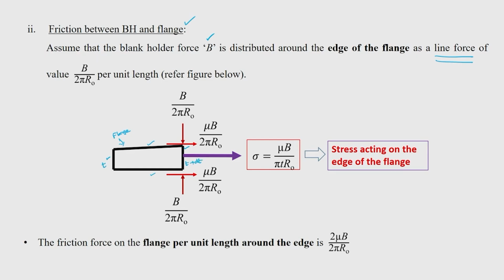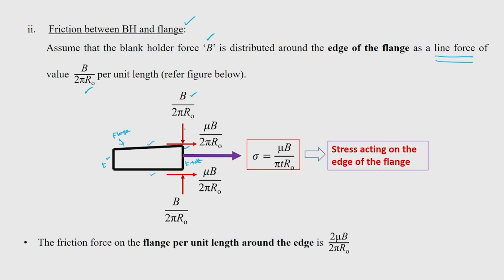Because of that, it is quite acceptable to consider this blank holding force as a line force of value B by 2 pi r naught per unit length, where B is the blank holding force. So, I am going to put a line force, that is B by 2 pi r naught per unit length, here.